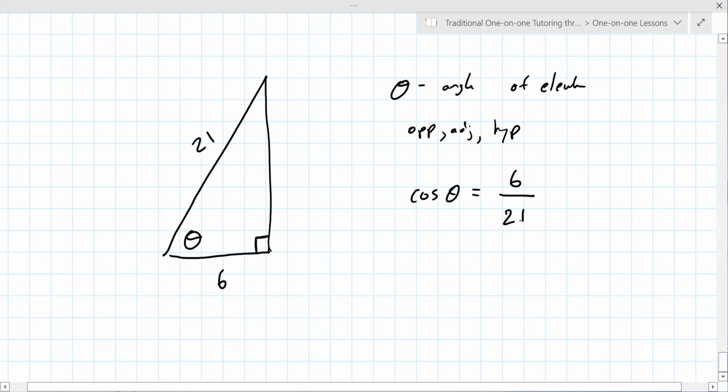6/21. Good. Now I want you to solve for theta. Give me your final answer rounded to 1 decimal place. 0.3. I want the angle. The angle's not 0.3 degrees, it's a lot more than that. Did you solve for the angle or did you solve for the cosine of theta? Oh, cosine of theta. I forgot to do the inverse. Yes. My bad.